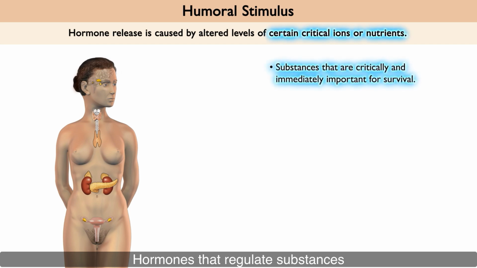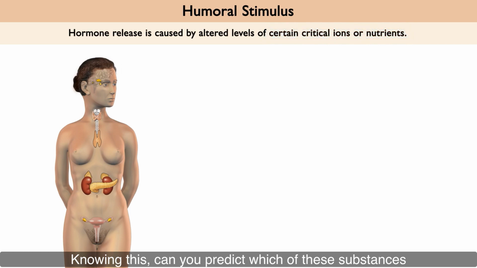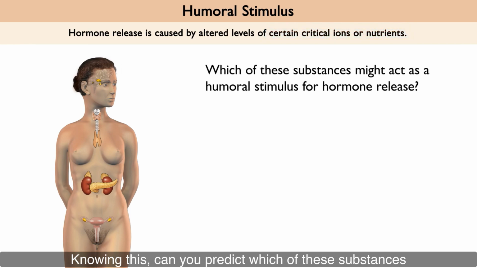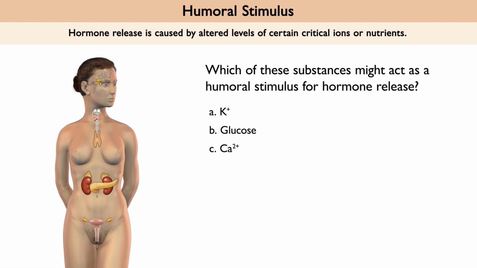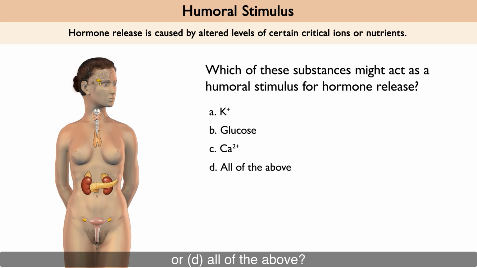Hormones that regulate substances that are critically and immediately important for survival are often released in response to humoral stimuli. Knowing this, can you predict which of these substances might act as a humoral stimulus for hormone release? Is it A, potassium ions, B, glucose, C, calcium ions, or D, all of the above?